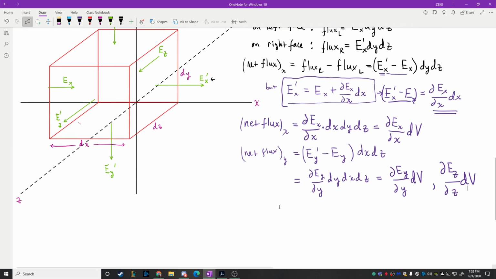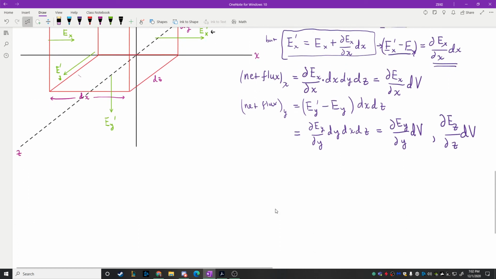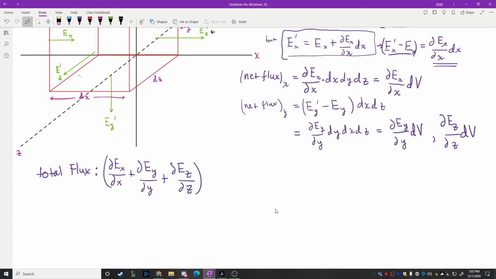Okay, and then we have to add all of those up. So finally, to get the total flux, what we're going to have is the sum of all of them. So it's going to be del EX del X plus del EY del Y plus del EZ del Z. And that whole thing is times dv, which they all have in common. dv shows up here, here, and here.